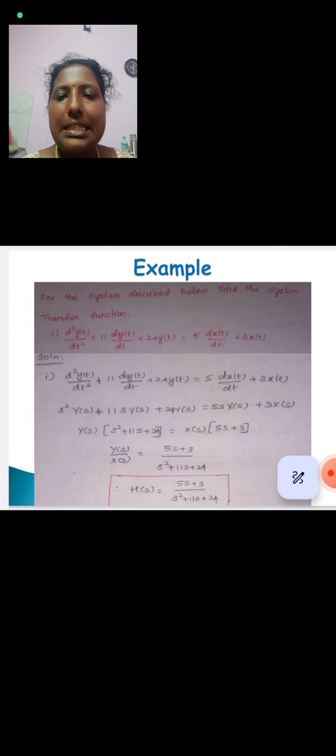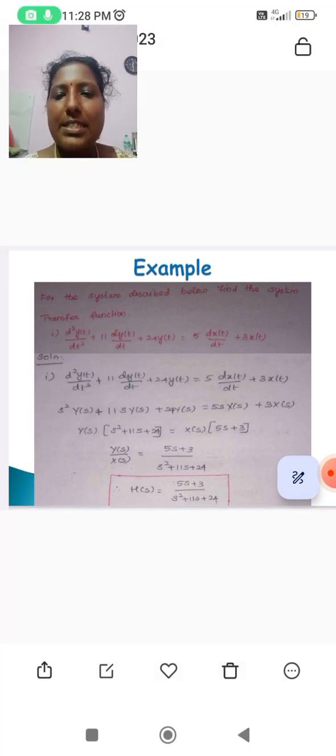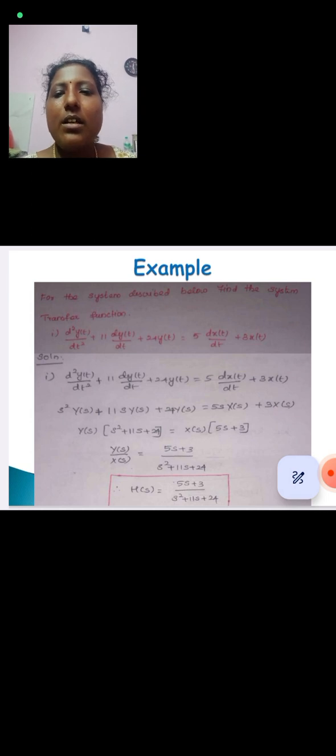Now in the second line, we are going to combine all the y of s terms, and taking y of s common outside, we will get s square plus 11s plus 24. And on the right side also, I have taken x of s as common. The rest term is 5s plus 3.